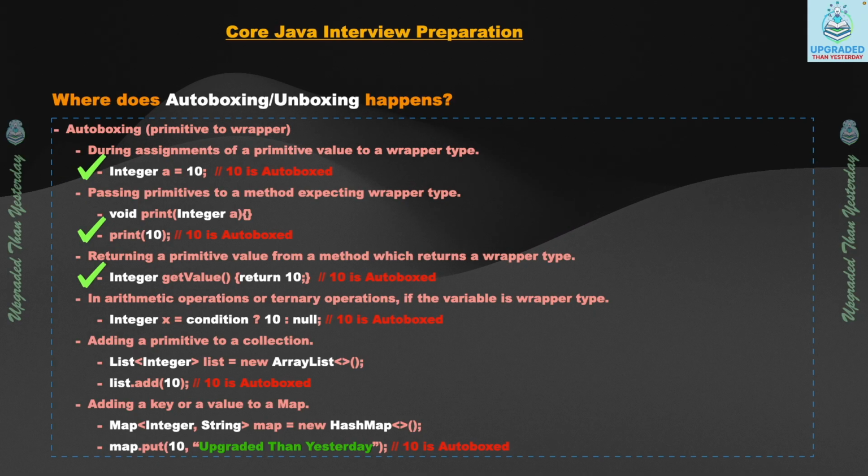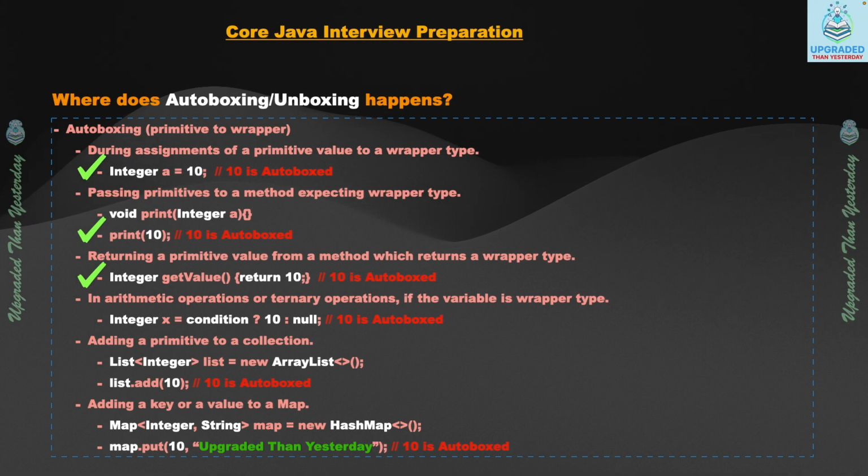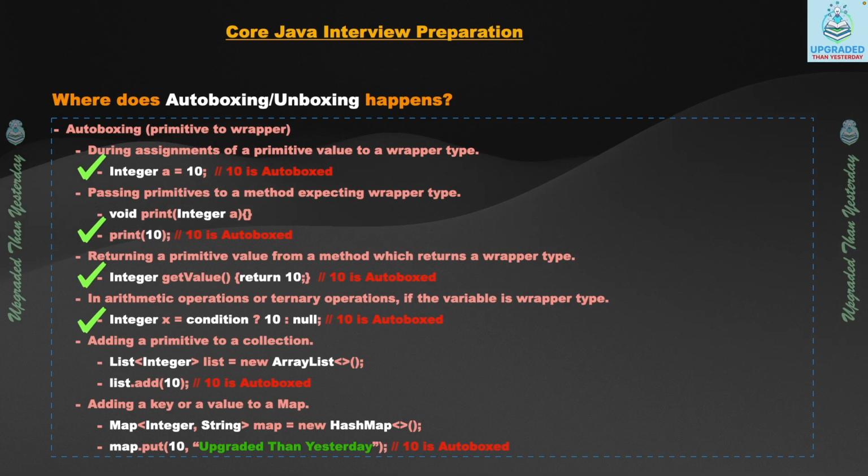Autoboxing happens in arithmetic operations or ternary operations if the variable is wrapper type and the assigned value is primitive type. For example, look at the code. x is of wrapper type Integer, but based on a condition, a primitive value 10 is getting assigned and internally this int value is getting autoboxed. Autoboxing happens while adding a primitive to a collection. For example, here we are adding a primitive value 10 to a list of Integer. While adding the primitive value, it will get autoboxed internally.